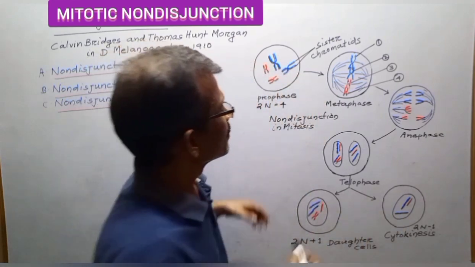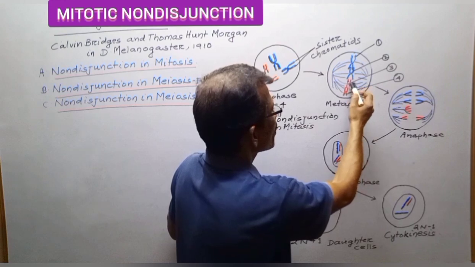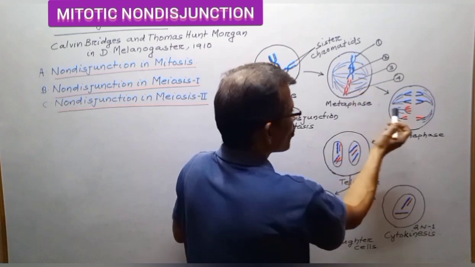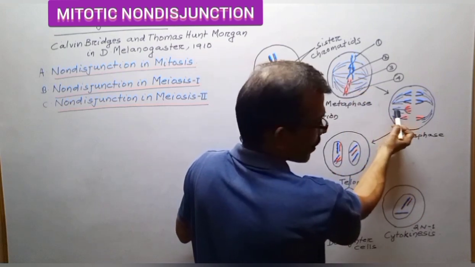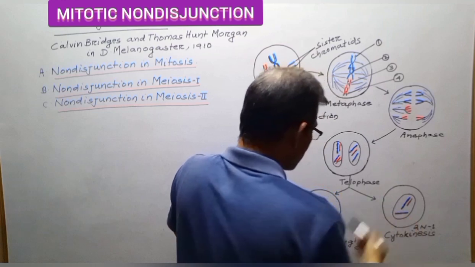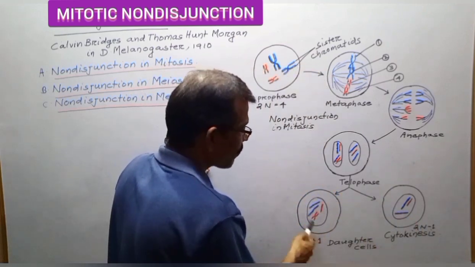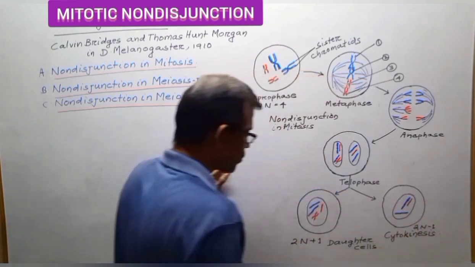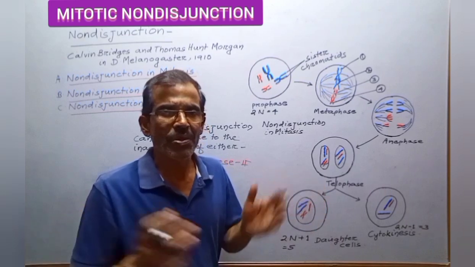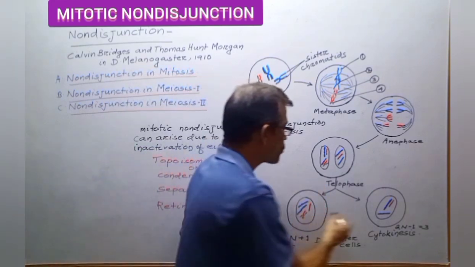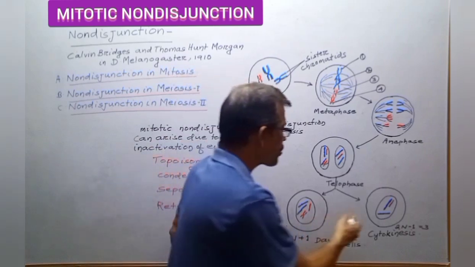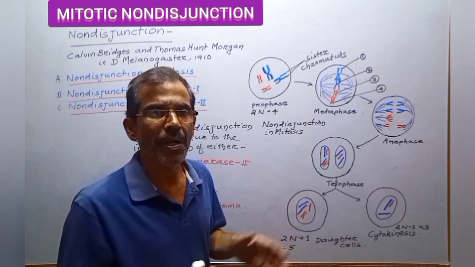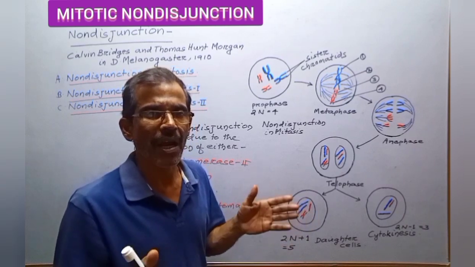In this figure, the sister chromatids of chromosome number 3 fail to separate and both sister chromatids move to one pole. In the resulting daughter cells, one cell will have 5 chromosomes and the other cell will have only 3 chromosomes. So mitotic non-disjunction results in the formation of two daughter cells with an abnormal number of chromosomes. This is due to the failure of separation of sister chromatids in anaphase.